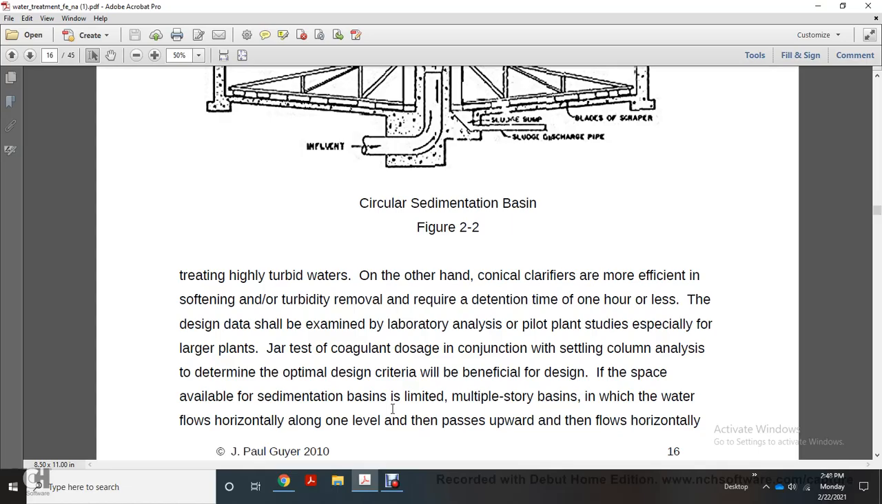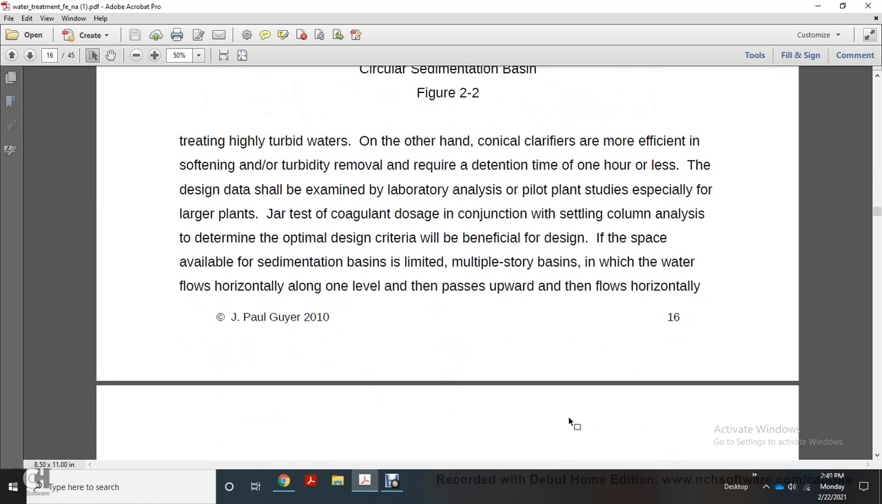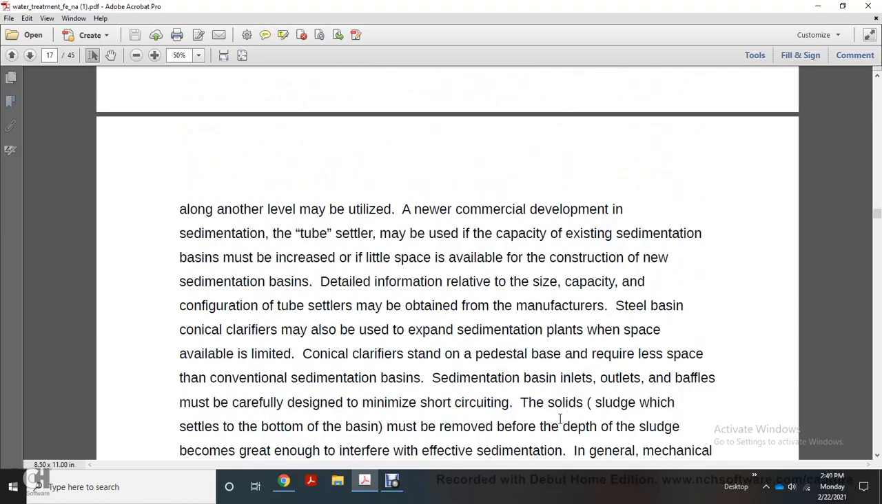Design data should be examined in the laboratory and with a pilot plant, especially for a larger plant. Jar tests, coagulation, and dissociation in conjunction with a settling column analysis can determine optimal design criteria that are beneficial for the design. If the space available for sedimentation basins is limited, multi-story basins, in which the flow goes horizontally along one level, then passes upward, then flows horizontally along another level, may be utilized.